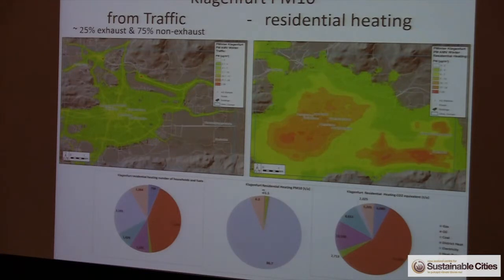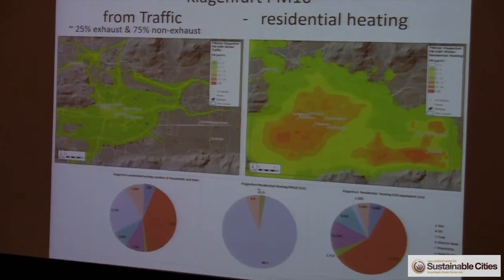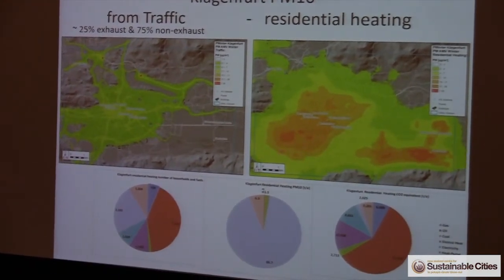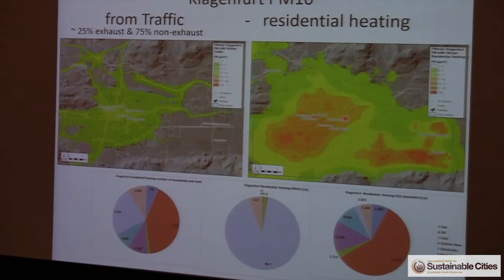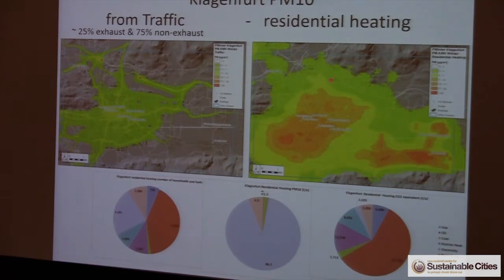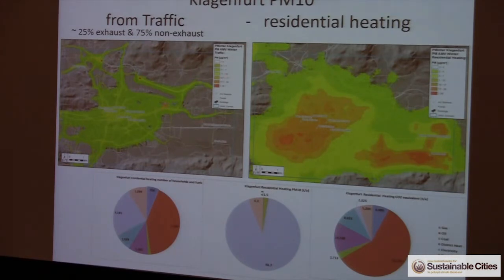Here, this shows you the spatial distribution of traffic exhaust and the simulated concentration level, and on the right-hand side, residential heating. And you can see the soot particles originating from traffic are on a quite small level, above 2 micrograms. The concentrations are illustrated here, and only here at tunnel portals or main motorways there are elevated levels. But here we have very high levels, up to 20 micrograms as a January mean.